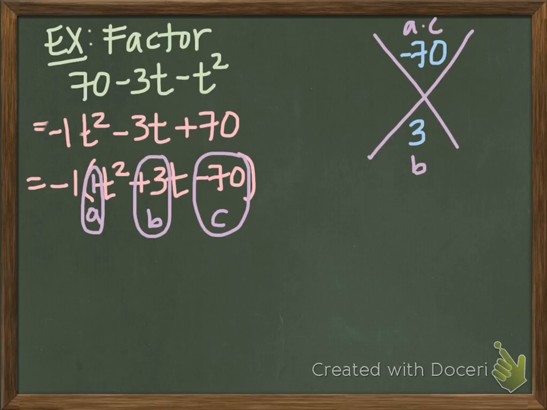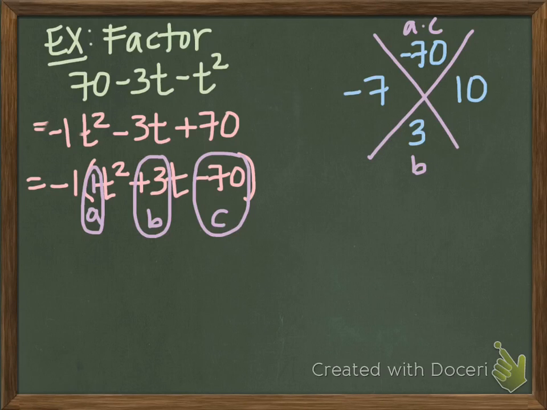So let's think of some numbers that multiply to make a negative 70. One of them will have to be negative. 7 times 10 comes to mind immediately. If I make the 7 the negative one, those would still multiply to make negative 70, and they actually would add to make a positive 3. So we are ready to go.